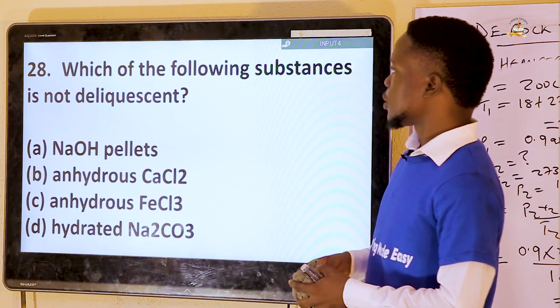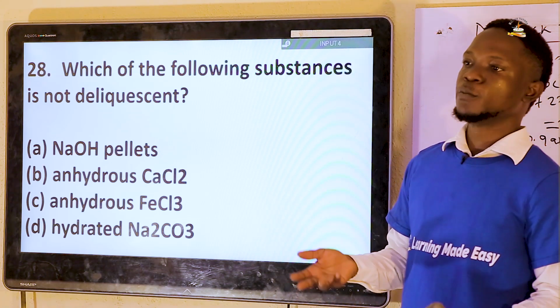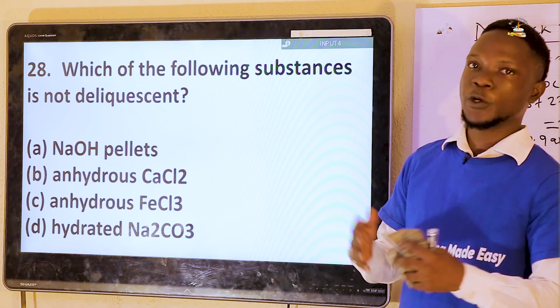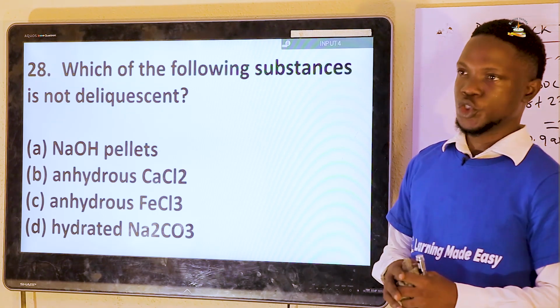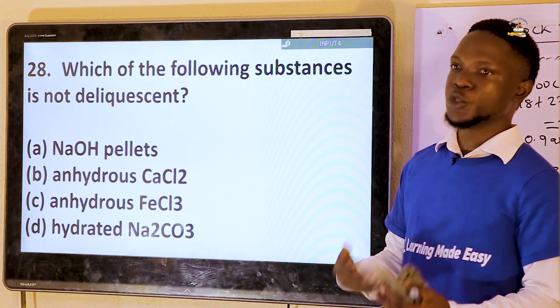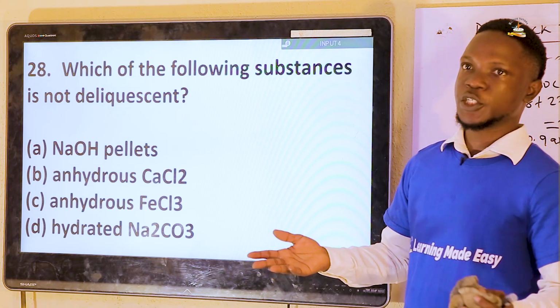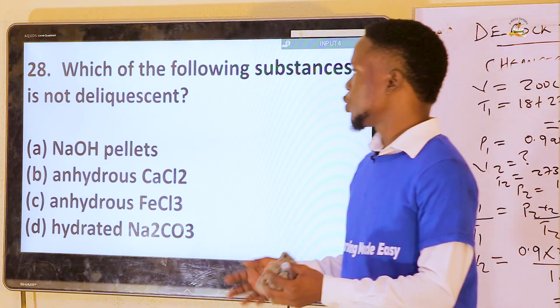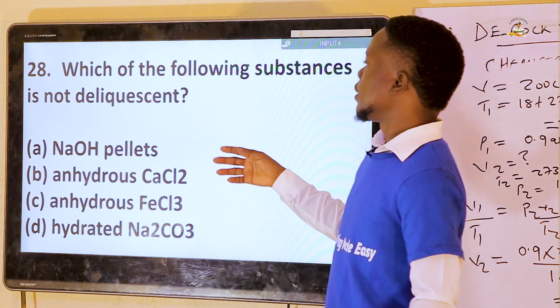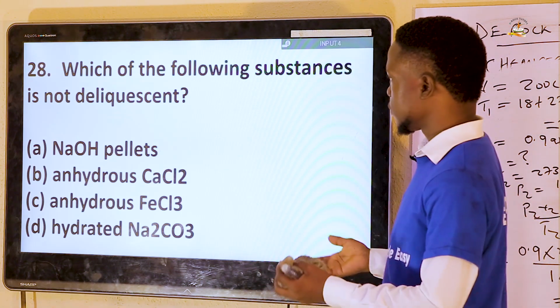Deliquescent substances are substances that absorb moisture from the surroundings and then turn into a liquid solution. While hygroscopic substances absorb moisture from the surroundings, they don't turn into a liquid solution. They just become moist.